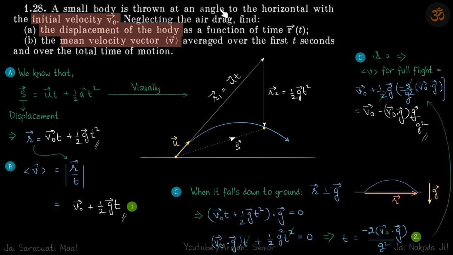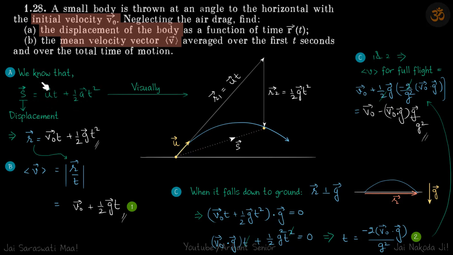A particle is thrown at an angle to the horizontal with a given velocity v naught vector. We need to find the displacement as a function of time and the average velocity as a function of time also. So our standard equation of motion is s is equal to ut plus half at square.